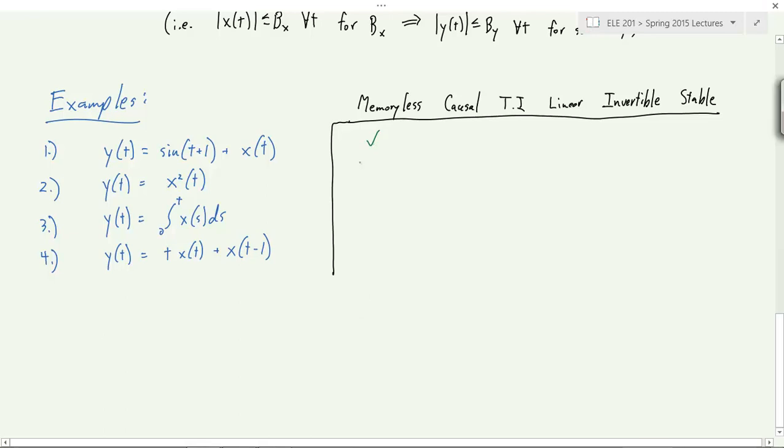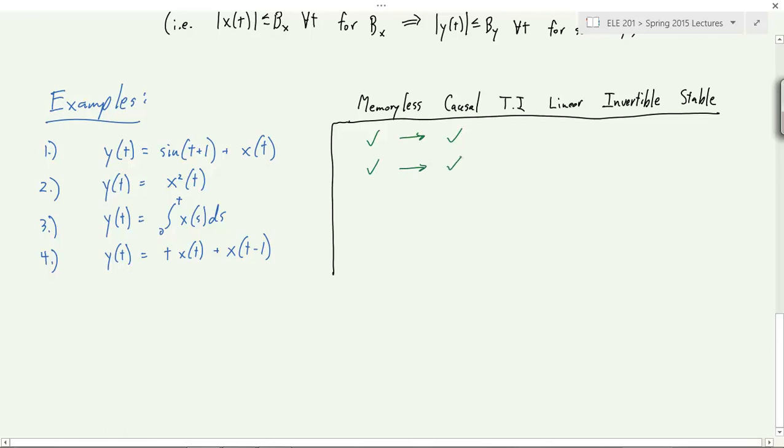Okay, second one, memoryless or not? Yes or no? Let's say if yes, shout yes. All right, 3, memoryless? Any yeses? No, some no's. Okay, 4, is it memoryless? In fact, no. So those are no's. Let's go on to causal. Now, causal: if it's memoryless, it's automatically causal. So we get those for free.